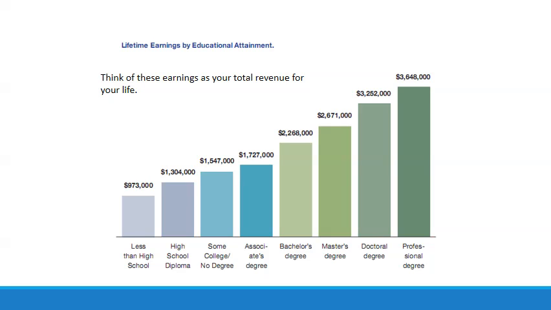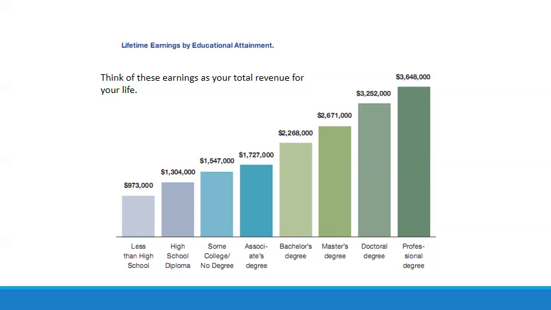Okay, so this slide is going to do more just to emphasize the point we were just making. When you think of these earnings as your total revenue for life, this is what it looks like from a revenue perspective, the average revenue you would make depending on your degree, in other words, your skill level. So when we look at the high school, we're talking about less than $1 million. That's for dropouts. High school diploma, 1.3. Some college, no degree, 1.5. Associates, 1.7. That's a 2-year degree.